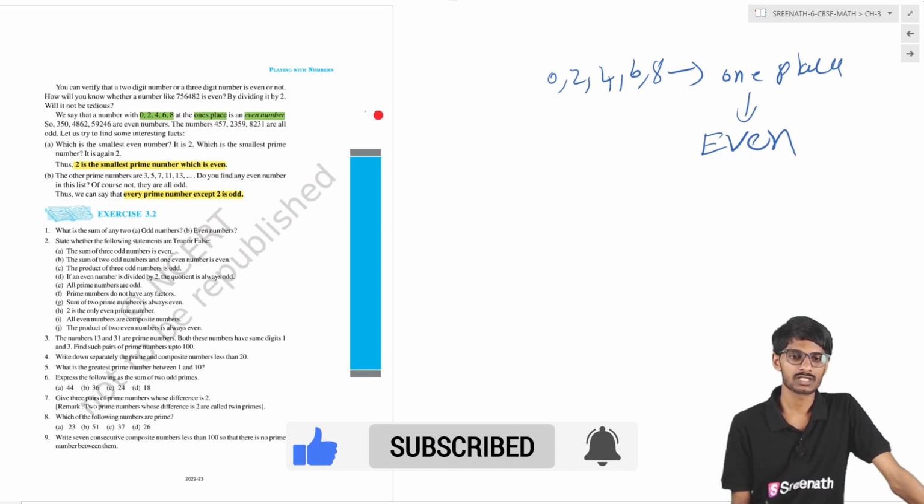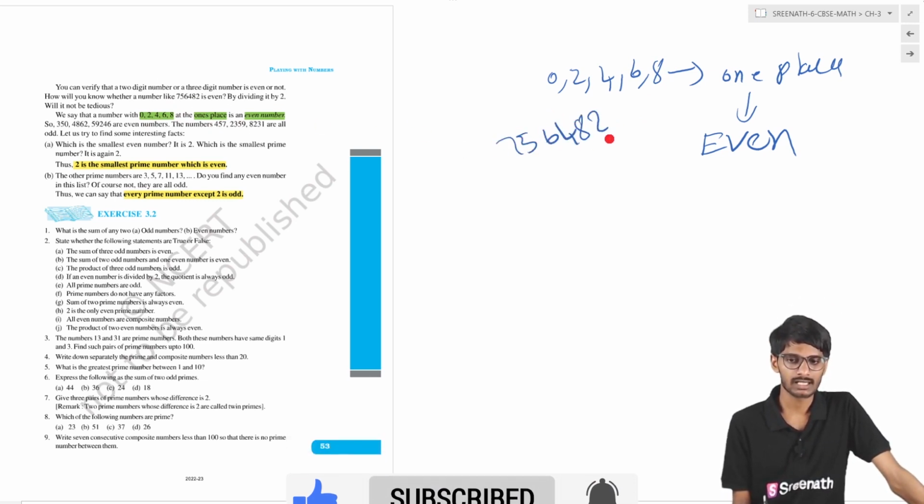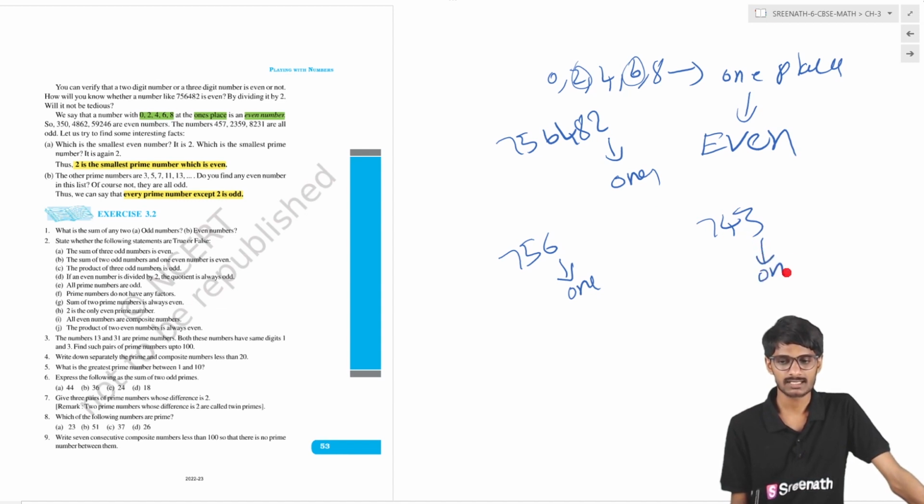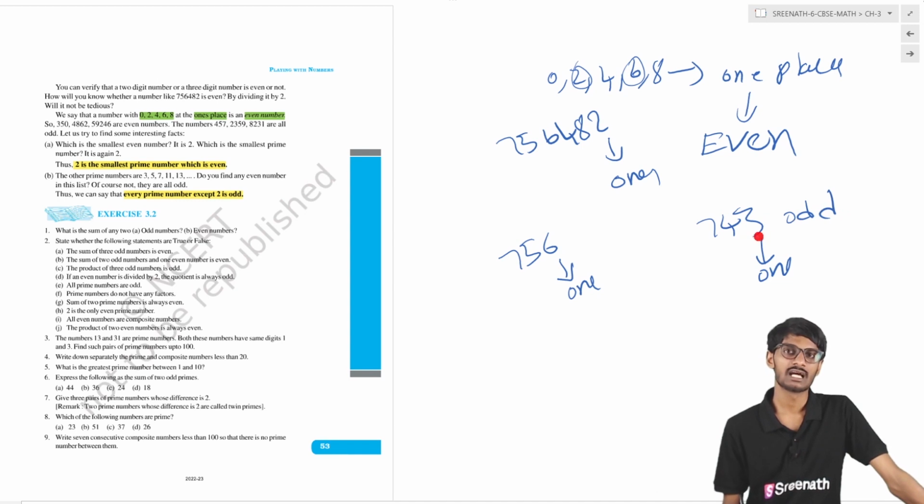Suppose there is a number 756482. Here the ones place has 2, so it is an even number. Suppose 756, here the ones place has 6, so it is an even number. Suppose 743, here the ones place has 3, which is not among 0, 2, 4, 6, 8, so it is an odd number. Like that you can find out easily.